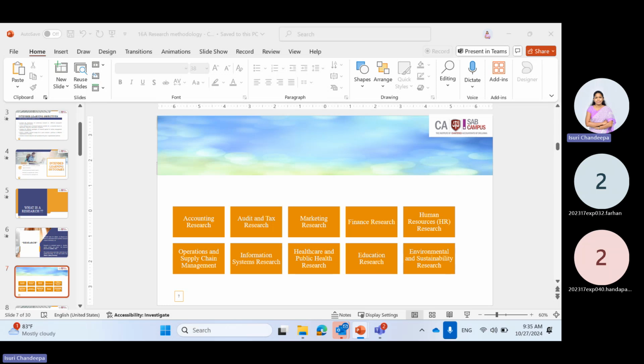Sustainability. Link the sustainability with accounting. Sustainability reporting is there, right? What are the factors affecting the sustainability reporting practices within the annual reports? The researchable area. Likewise, you can apply this research in several disciplines.